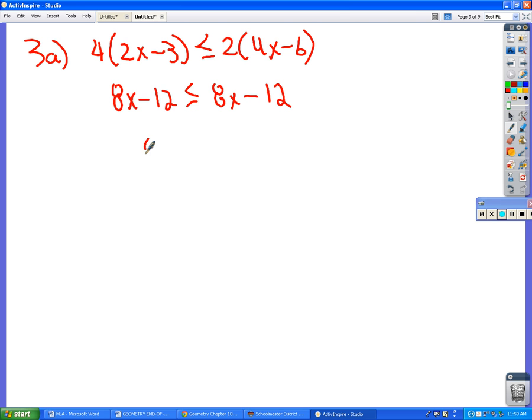0 is greater than or equal to 0. Is that true? Is 0 less than or equal to 0? Yeah, so how many answers does this have? Infinitely many. So here's an infinitely many one. I didn't write infinitely many. I wrote the numbers.